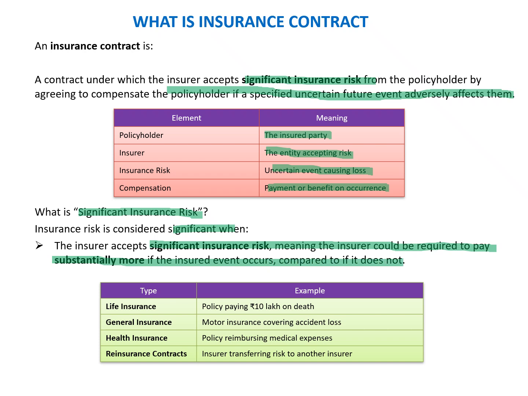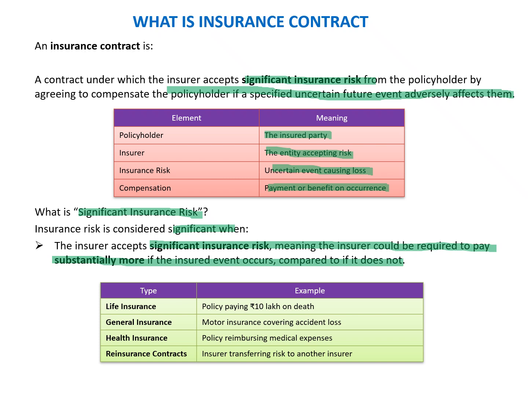So which means that if we take an example of any medical insurance or motor insurance or any kind of accidental insurance, the amount that needs to be compensated when that risk arises is multiple times, or let's say many times more, than the amount paid by the insured to the insurer in the form of premium. So that is the element of significant risk.